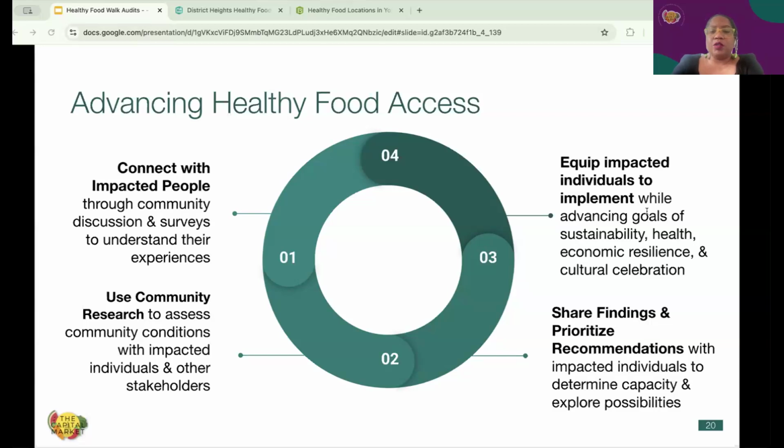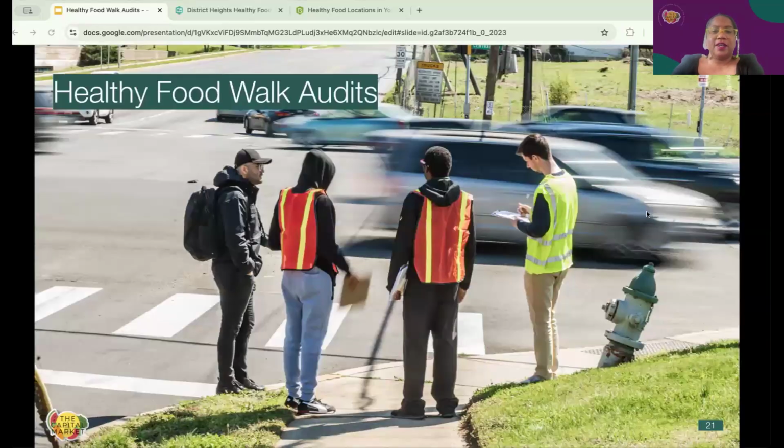And so through our work, we use a variety of different programs, including civic leadership programs, a farmer's market, and food business incubator spaces. And the most important thing, which I know y'all are like, all right, when is she going to get to it, is using healthy food walk audits.